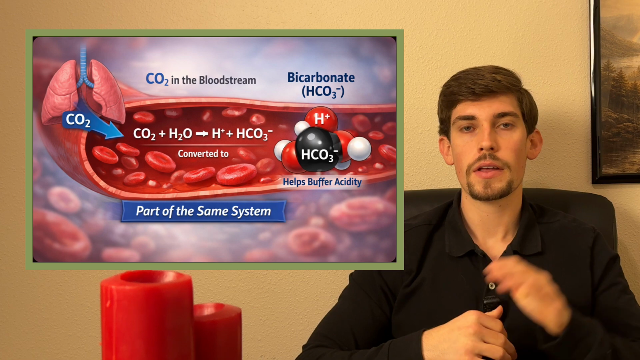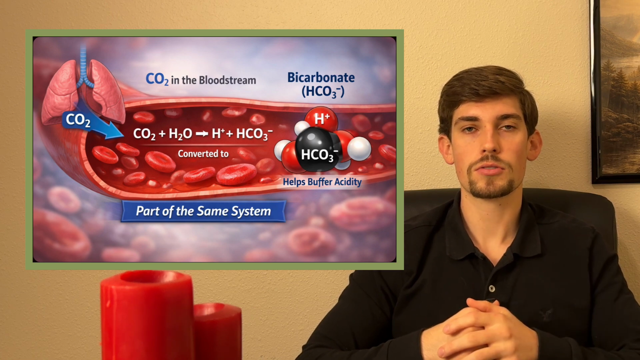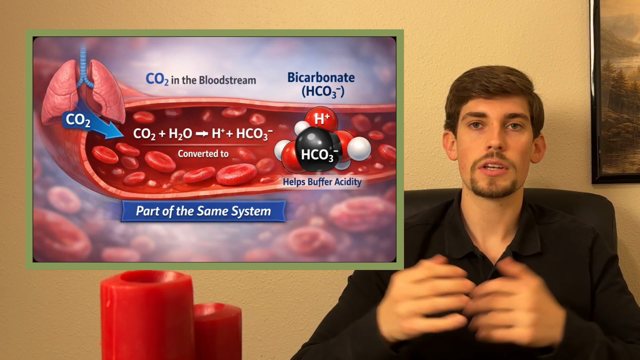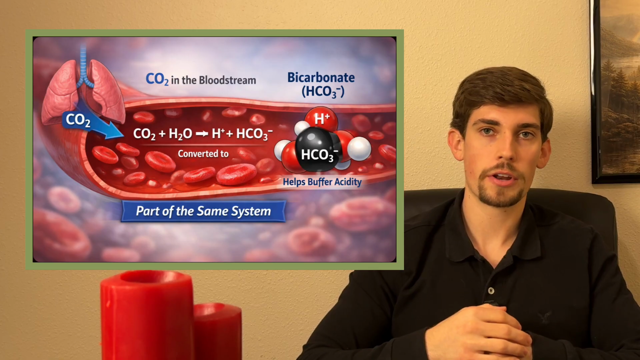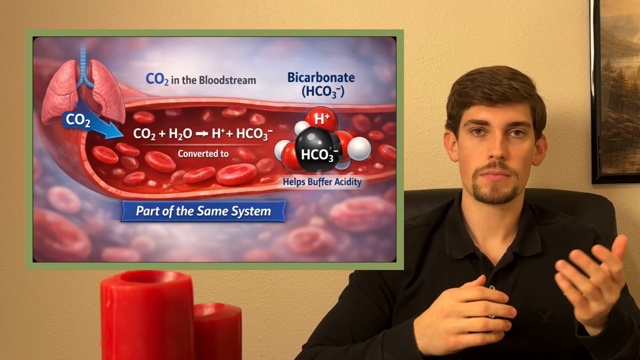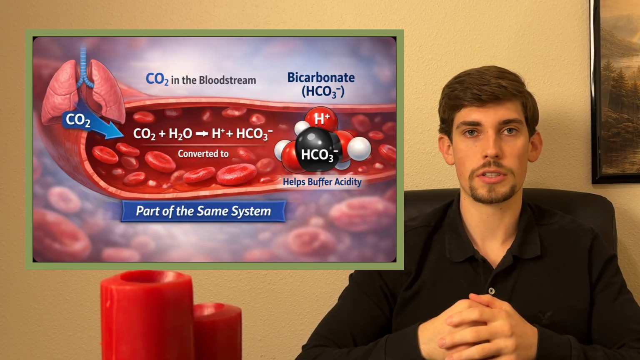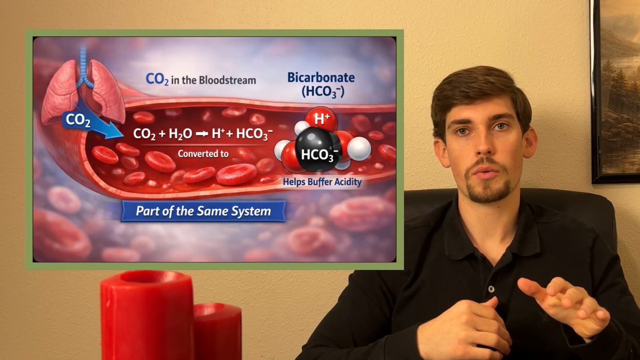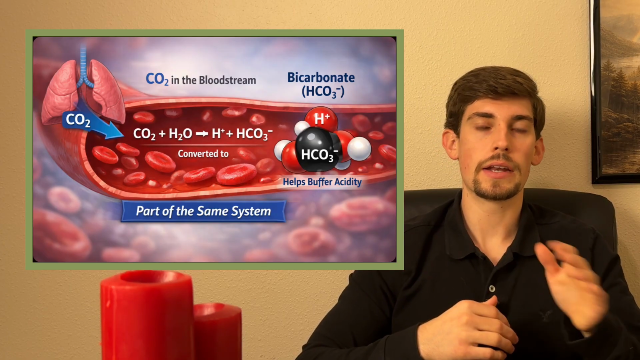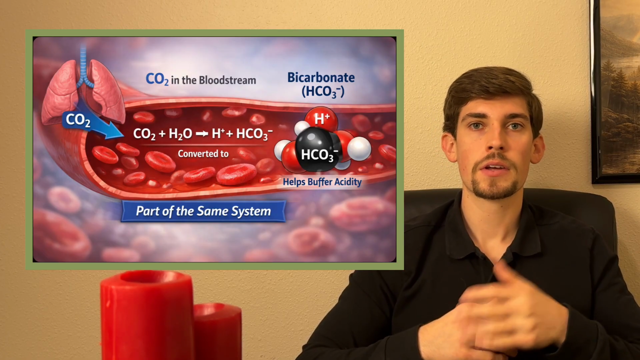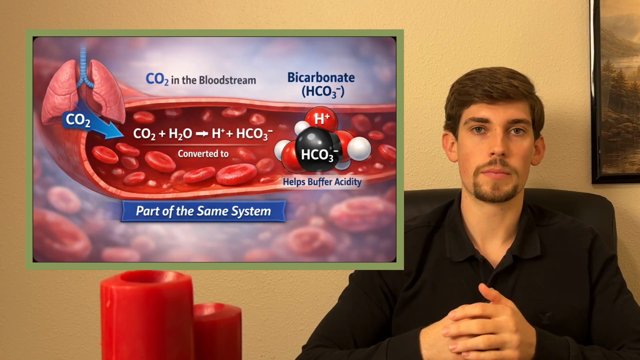Every cell in the body is constantly producing energy, and as a result, it produces carbon dioxide as a waste product. Now we're going to talk about where CO2 comes from. That carbon dioxide enters the bloodstream, and once it's in the blood, most of it is converted into bicarbonate, which acts as a buffer to help control acidity. So even though we talk about CO2 and HCO₃ separately, they're actually part of the same system.